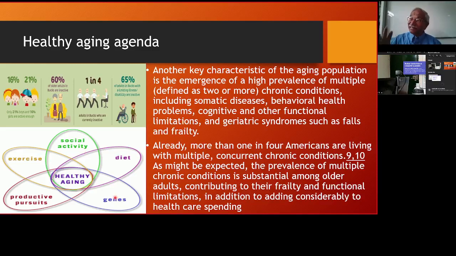And you need to address these 5 points: social activity, because you need to have social friends. If you don't have friends, you go into depression very easily. If you have a good diet, good genes and epigenetics, productive pursuits, and exercise, then automatically this can become a healthy aging agenda.